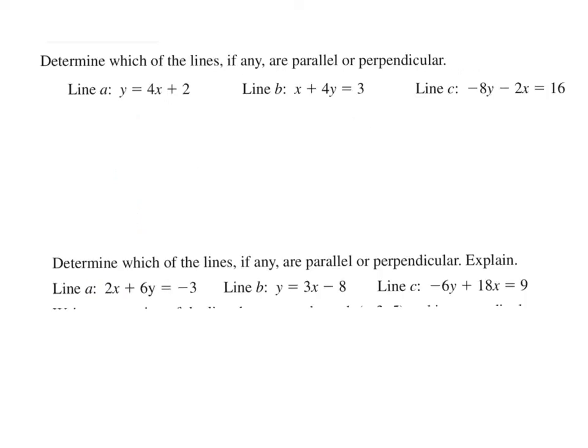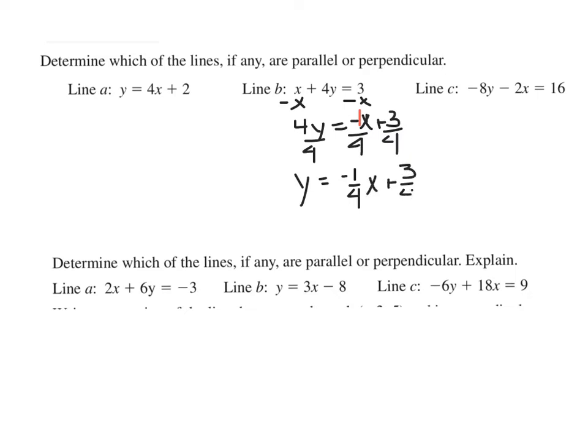So here we have: determine which lines, if any, are parallel or perpendicular. So we want to identify the slopes. In some of these equations, we're going to have to get y by itself to do that. So for line B, I need to get y by itself, so I'm going to subtract x. And I get 4y equals negative x plus 3. I'll divide by 4. And y equals negative 1/4. Remember, there's an invisible 1 in front of the x. So that's negative 1/4 x plus 3/4.